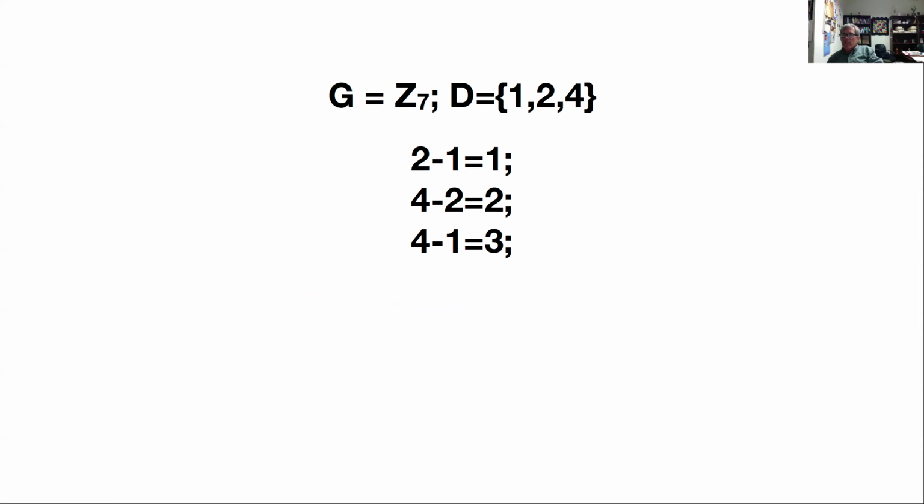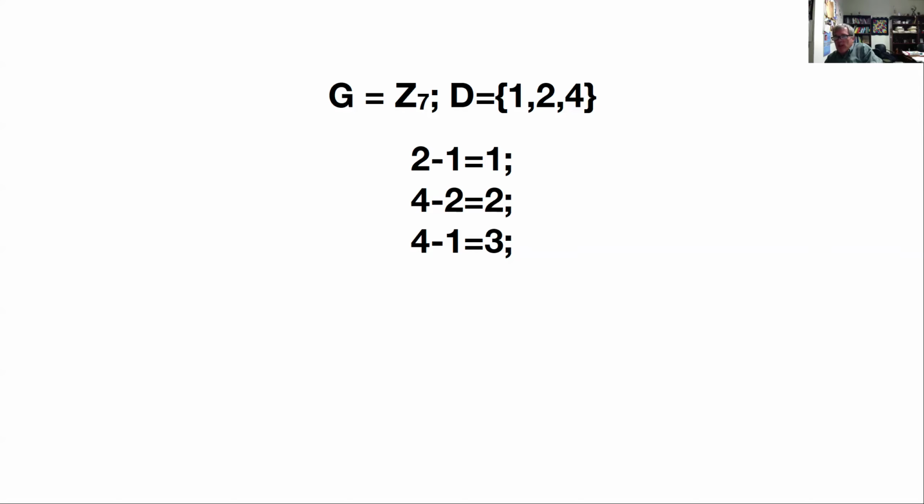So here's the example that everybody starts with. It's very easy to follow. The group, and a difference set is always a subset of a group, in this case is Z7, integers mod 7. And the subset that I want to use is the subset 1, 2, and 4.